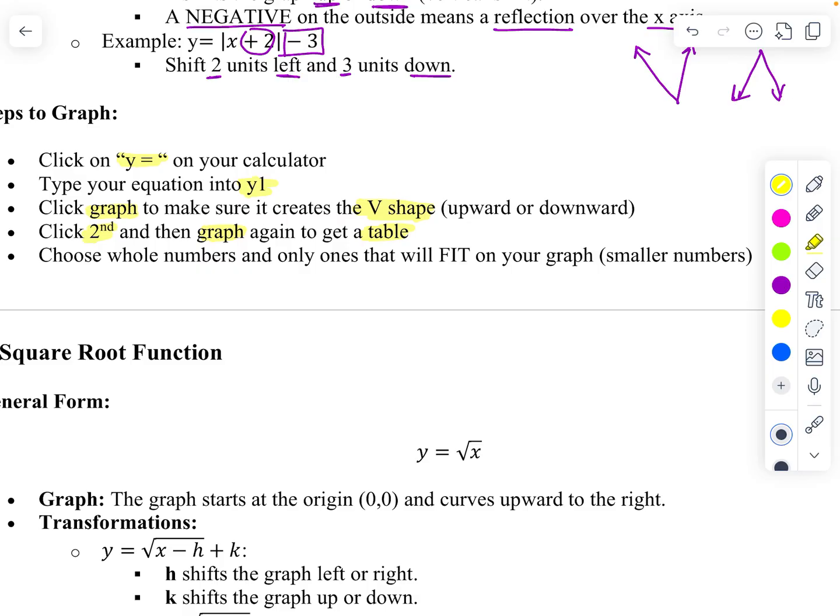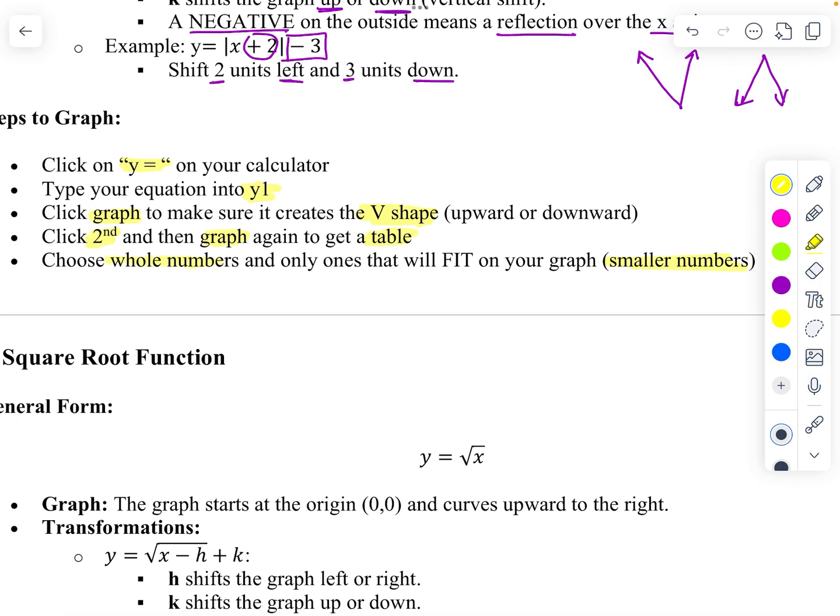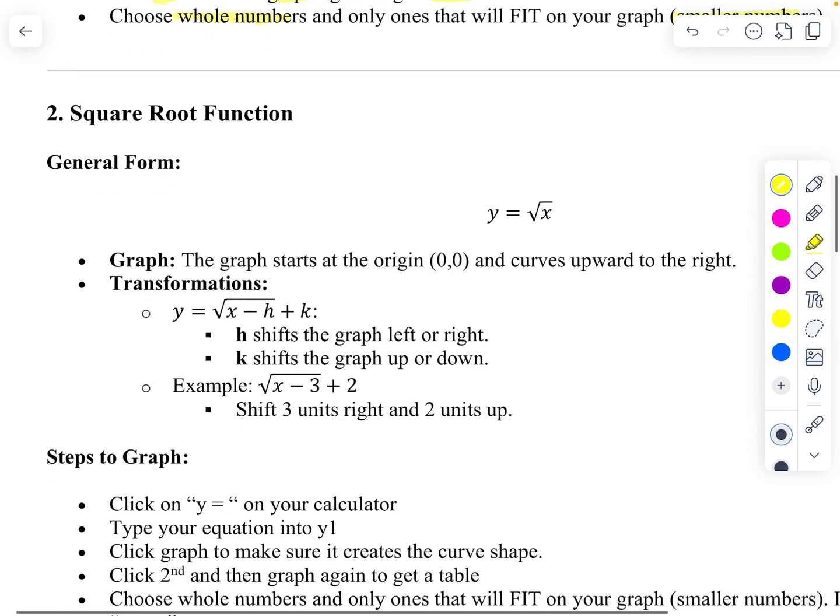You want to go in order, and I always suggest find the smaller numbers. Make sure your numbers are whole numbers, no fractions, no decimals, and they're all going to fit on the graph. Our graphs usually don't go past 10, so doing any number greater than 10 is kind of pointless. Okay, so that's absolute value.